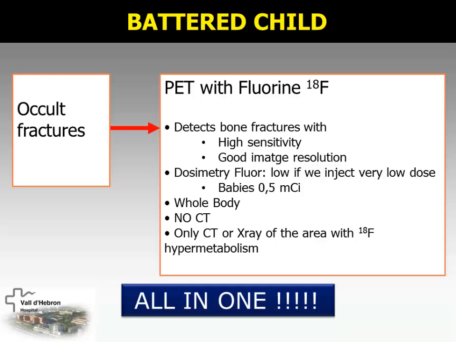And with a small amount of fluorine, we can obtain images of the whole body without CT, and we perform CT or X-ray only in the areas with hypermetabolism with fluorine. That means that it is possible that this technique can be introduced as an all-in-one technique for a quick diagnostic of the battered child.